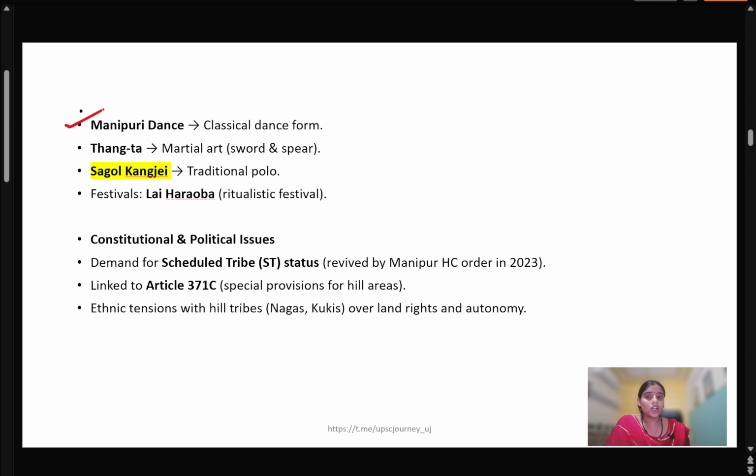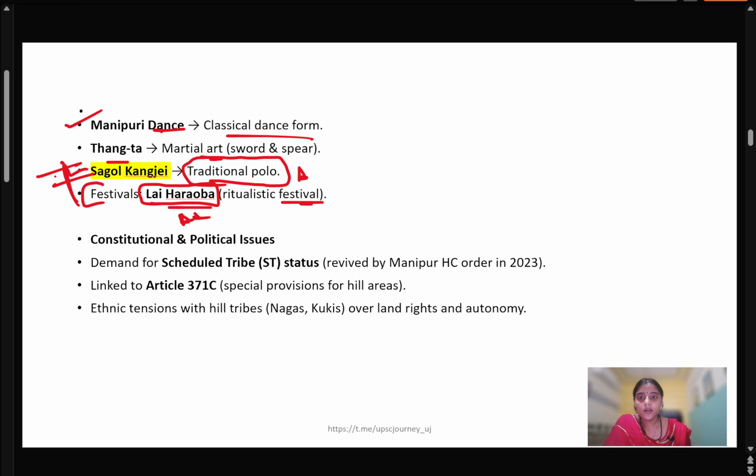Talking about their cultural forms, like Manipuri dance forms, Thang-ta is a martial art. And UPSC asked a question about Lai Haraoba in 2017 or 2016. Lai Haraoba is a ritualistic festival of Manipur. It is very important. Then there is Sagol Kangjei, a traditional polo game of Manipur. Sagol Kangjei is a traditional polo game. On the other hand, Lai Haraoba is a ritualistic festival. Thang-ta is a martial art. So all these 3 points are very important.